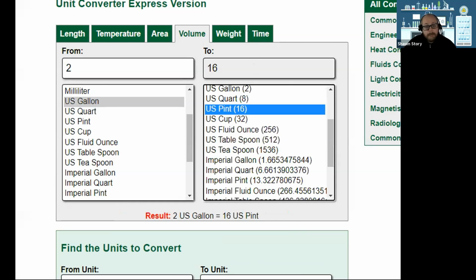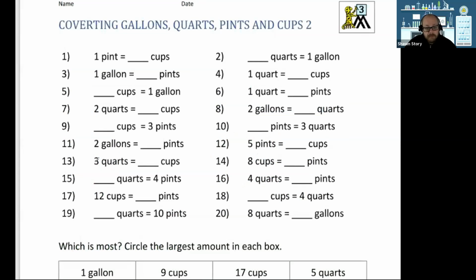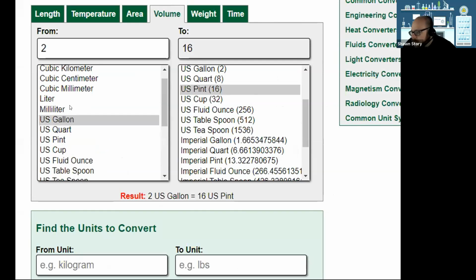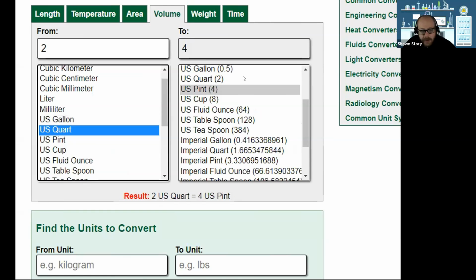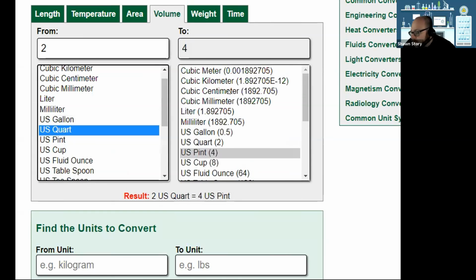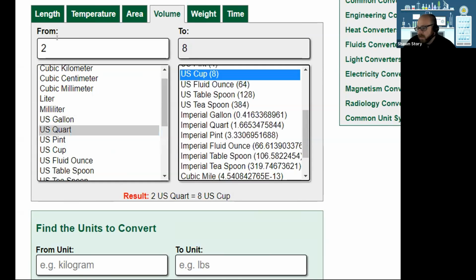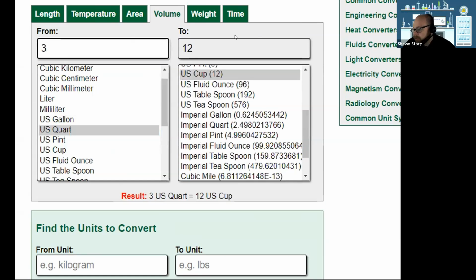All right, next question. Number 13, 3 quarts. How many cups is 3 quarts? Let's look over. I'm doing quarts, and I want to know how many cups is 3 quarts. It will be 12 cups. How easy is that? Pretty simple, using an online converter like that.